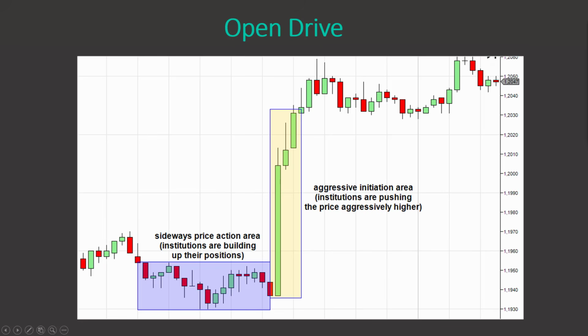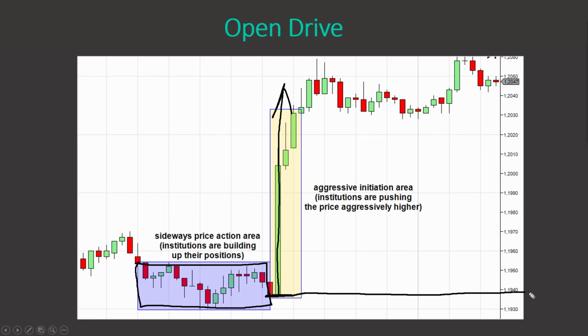Now, long trade scenario. There's a rotation, and from that rotation, boom, a huge green candle with an open drive right there. This is the beginning of that candle. So you wait for a pullback and go long from there.